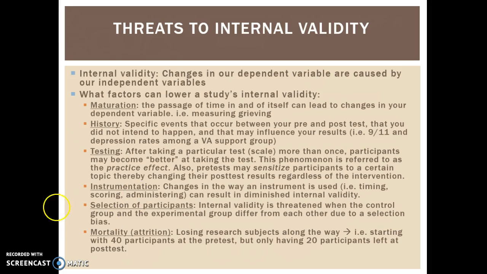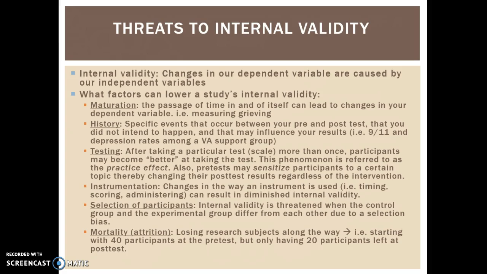The second to last threat listed here is selection of participants. If for some reason your control group and your experimental group differ from each other, so if there's no random assignment to the control group and the experimental group, then those two groups may be significantly different from each other, and that can impact your findings as well.